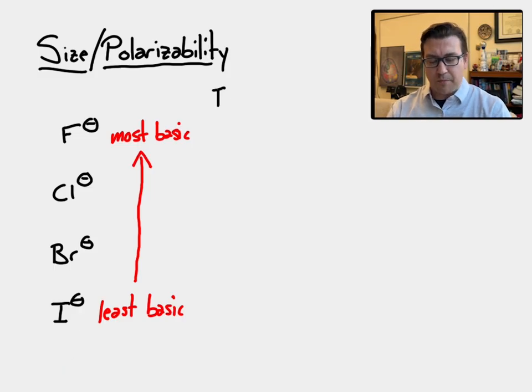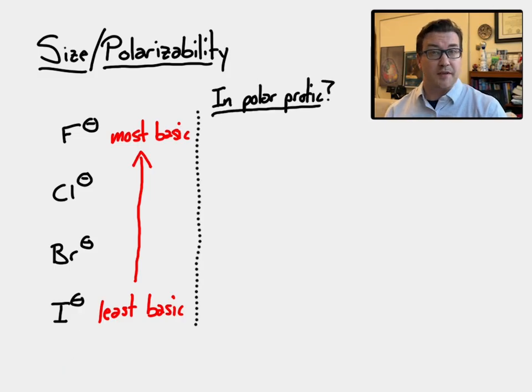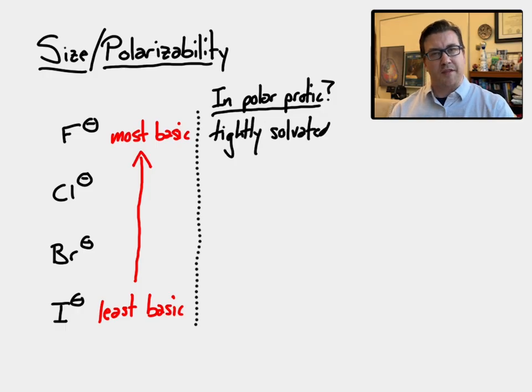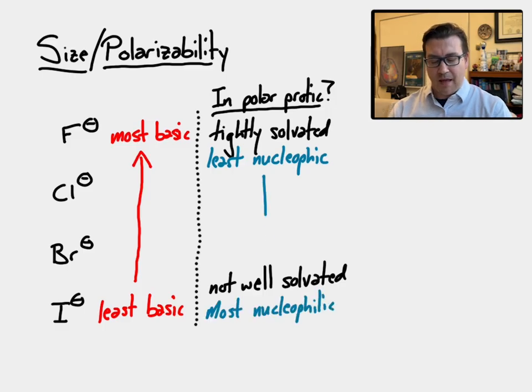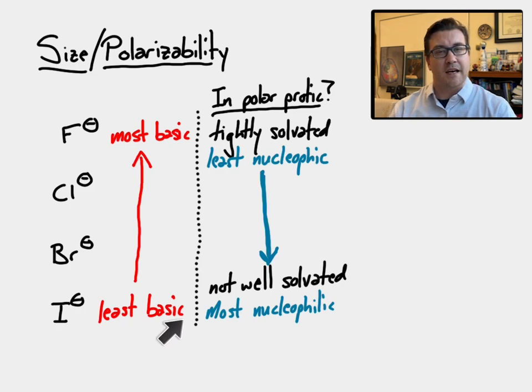But once you put these into polar protic solvents, now you have to worry about the solvation sphere, about how these are going to act as nucleophiles or bases. In the case of iodide, it is actually not very well solvated by the solvent molecules around it. It's also highly polarizable. It ends up being that iodide is the most nucleophilic of this series. So this is against the normal trend. This is also true of sulfur versus oxygen.